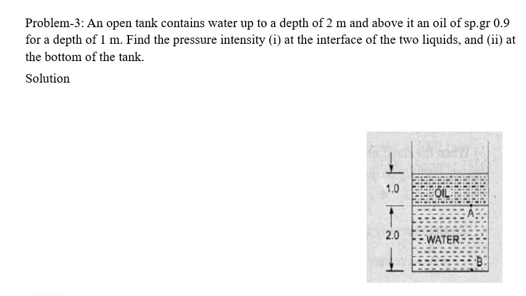The first condition is at the interface of two liquids. The interface of two liquids means here. So this one is called the interface of two liquids. So what is the pressure intensity on this interface of two liquids? The second condition is the bottom of the tank. The bottom of the tank means what is the pressure available at the bottom of the tank here.